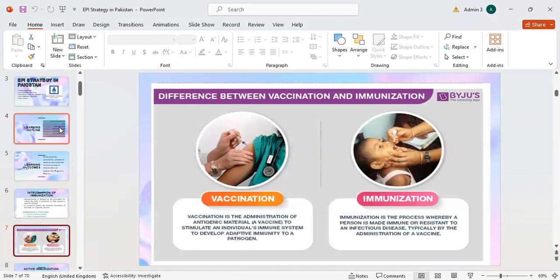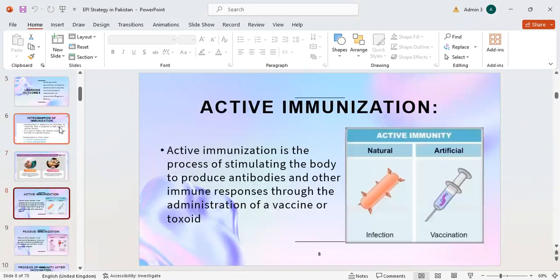Difference between vaccination and immunization. Vaccination is the administration of antigenic material, a vaccine, to stimulate an individual's immune system to develop adaptive immunity to a pathogen. Immunization is the process whereby a person is made immune or resistant to an infectious disease, typically by the administration of vaccine.